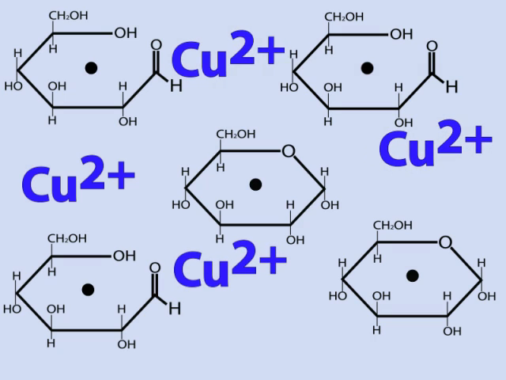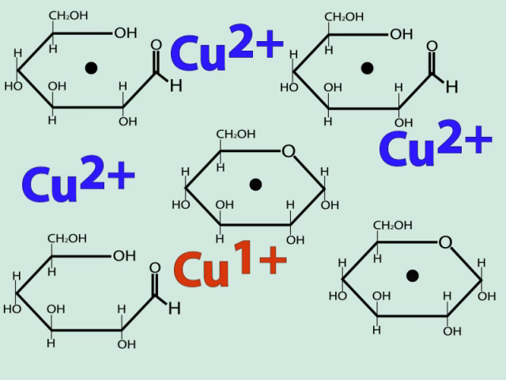The copper-2 ions interact with the free carbonyl groups of the reducing sugars. An electron from the reducing sugar is transferred to the copper-2, reducing it to copper-1. Copper-2 is reduced to copper-1 because any gain of electrons is reduction. Note that copper-1 ions are rust red in color. This is what causes the solution to start changing color, the production of copper-1 ions.